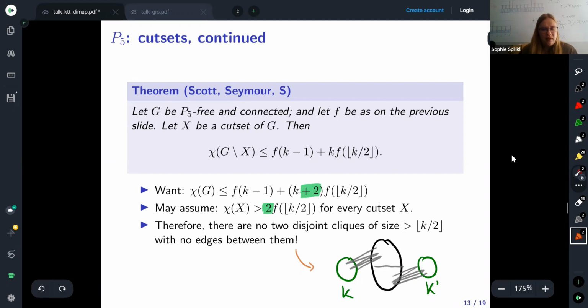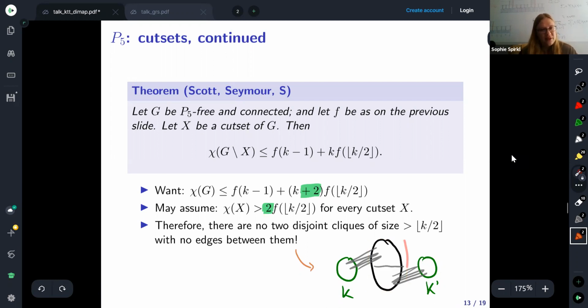But then there's a minimal cut set separating them. And as we discovered, when there's a cut set, no vertex in the cut set can be mixed on both sides. So some vertices in the cut set are complete to the left and some are complete to the right. But this had size k/2 and so did this. So here we have at most twice f of k over 2.